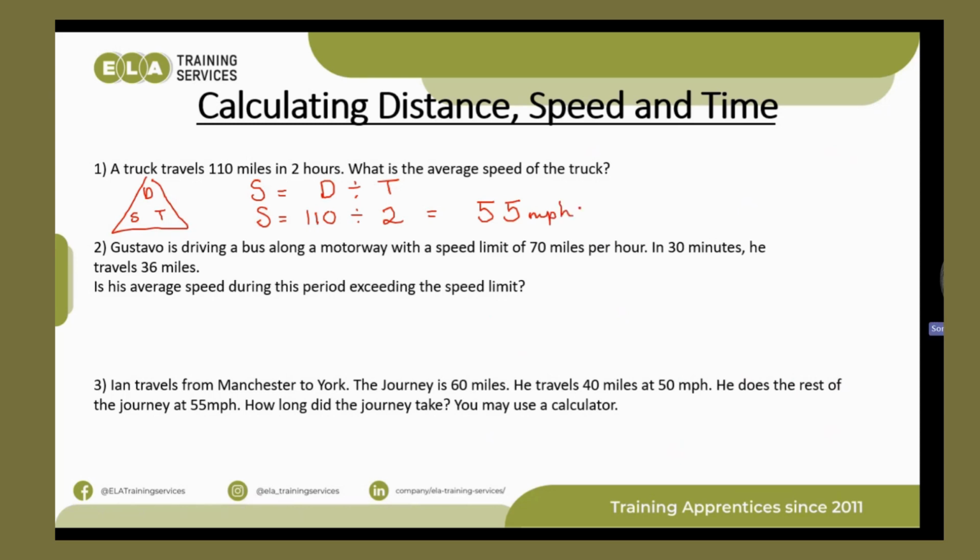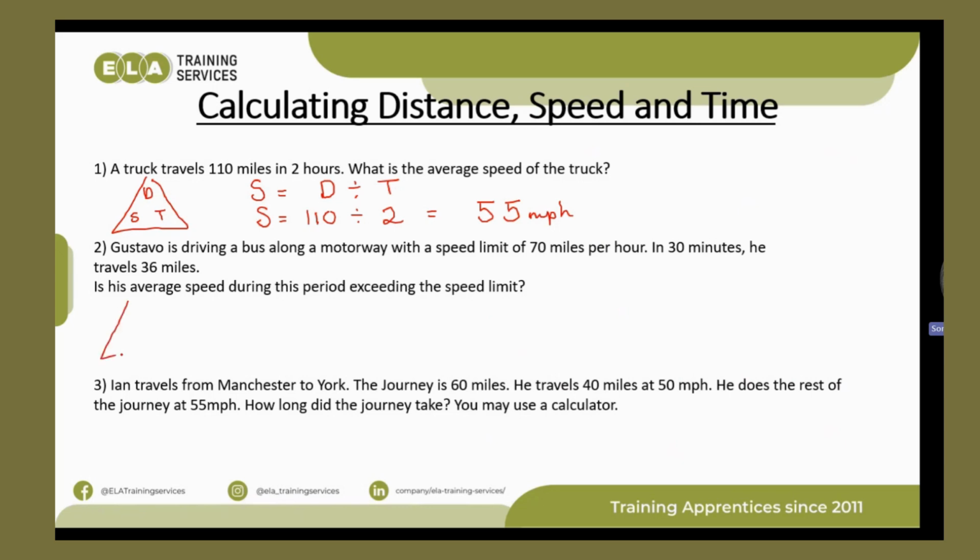Next question. Gustavo is driving a bus along a motorway with a speed limit of 70 miles per hour. In 30 minutes, he travels 36 miles. Is his average speed during this period exceeding the speed limits? Now we've got a problem question. Now the question is asking, is he travelling at less or more or exactly 70 miles per hour?